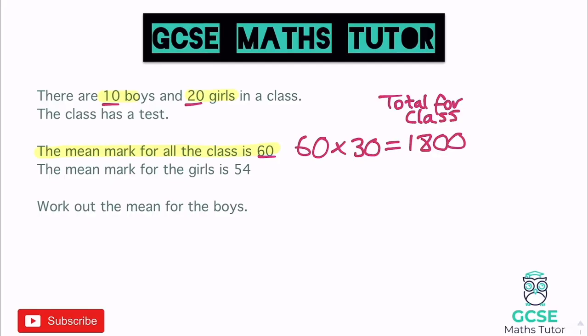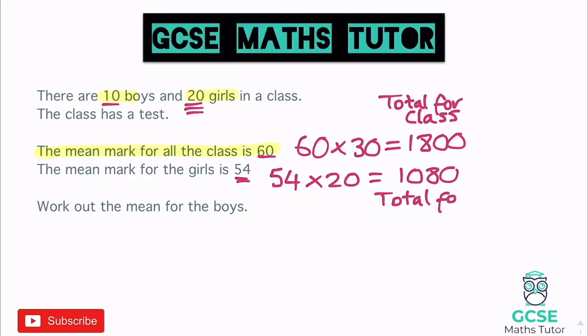Right, so the next bit of information, we've also been told that the mean mark for the girls is 54. Now, in terms of the question, there are 20 girls. So if there's 20 girls and their mean is 54, we'll take their mean, 54, times it back by that 20 to find out what their total was. So 54 times 20, and that gives us 1,080. There is the total for the girls. Let's label that again. Total for girls.